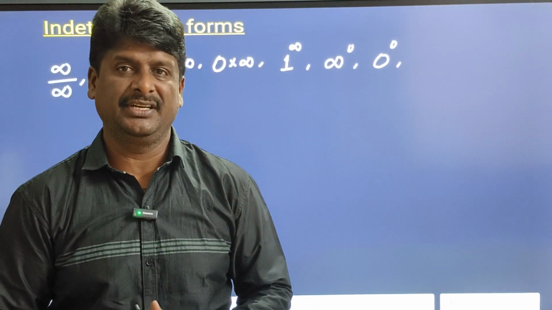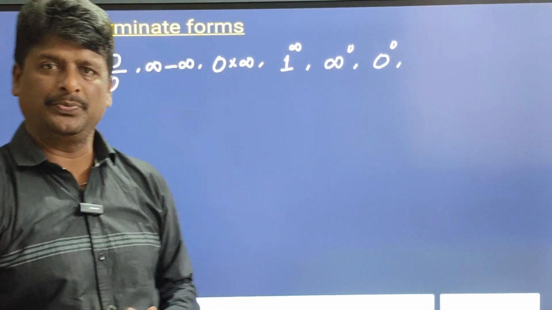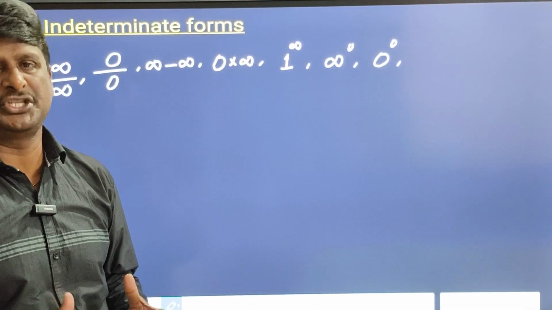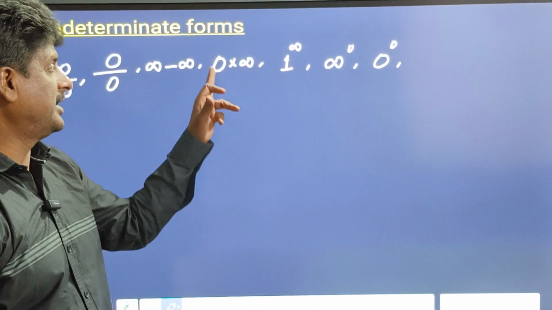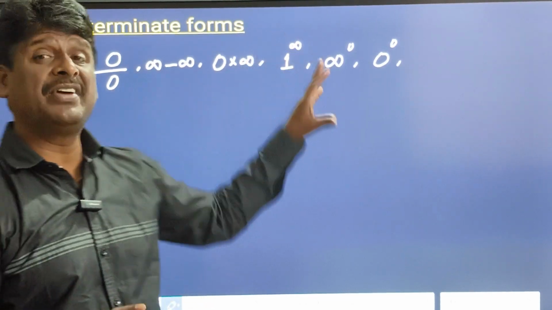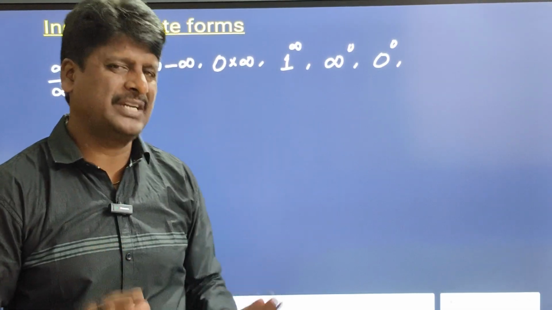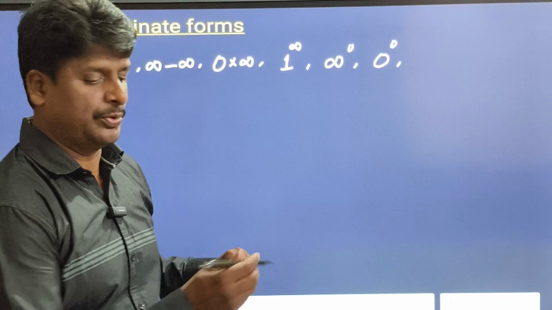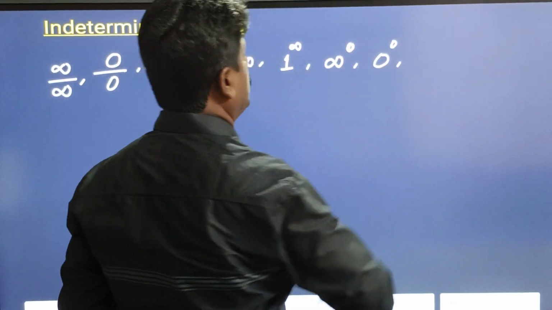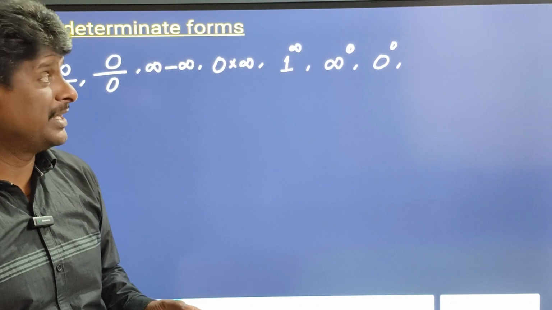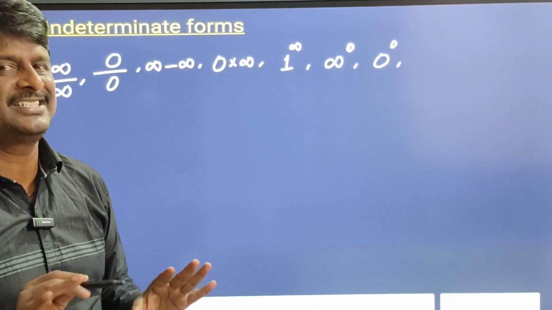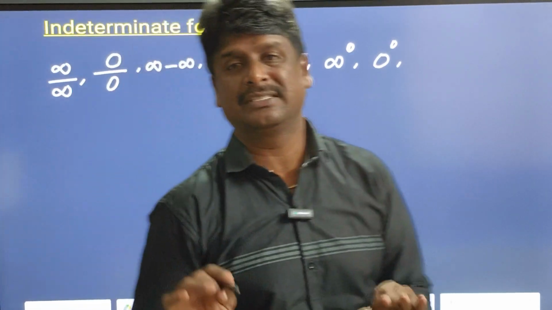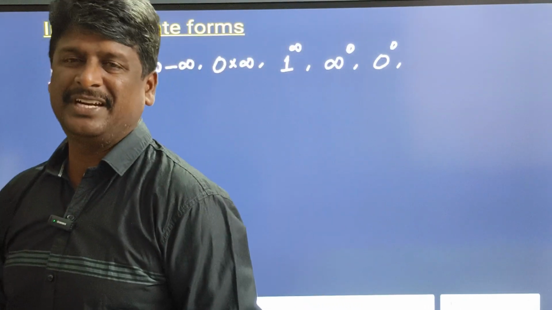Infinity minus infinity, don't think it is 0. 0 into infinity, immediately we get an idea that 0 into something is 0, but it is 0 into many things. 1 power anything is 1, we remember very well, but 1 power infinity, we cannot determine its value. Infinity power 0, you will think anything power 0 is 1, but it is many things power 0. Don't think it is 1. 0 power 0, we can't say. Infinity by infinity also we can't say. So these are the 7 indeterminate forms.